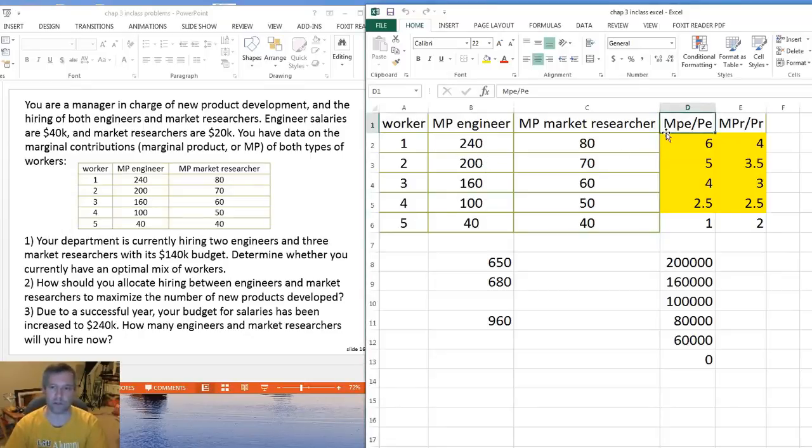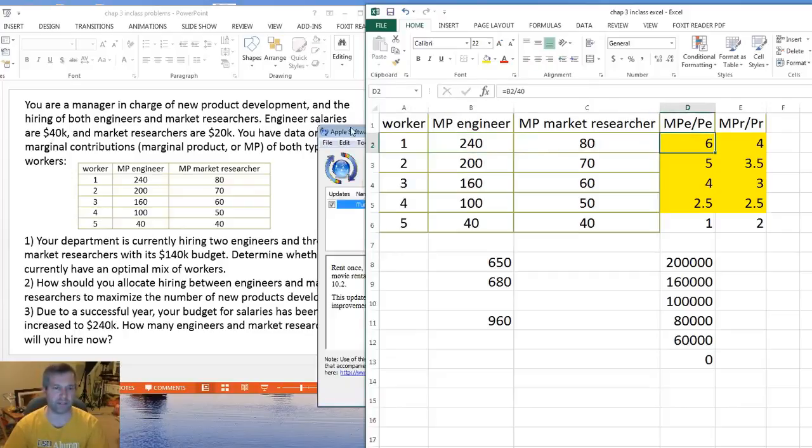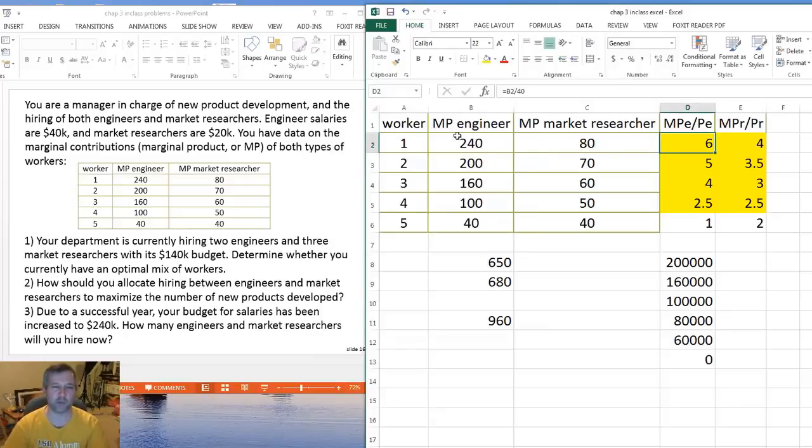So I made these columns over here of marginal product per dollar: the marginal product of the engineer divided by the price of the engineer. I just divided by 40, not 40,000. So for worker number 1, the marginal product of the engineer is 240 divided by their salary of $40,000, or just 40, which equals 6 units per $1,000. For the market researcher, you get 80 units divided by their salary of 20,000, so I get a marginal product per dollar of salary of 4.